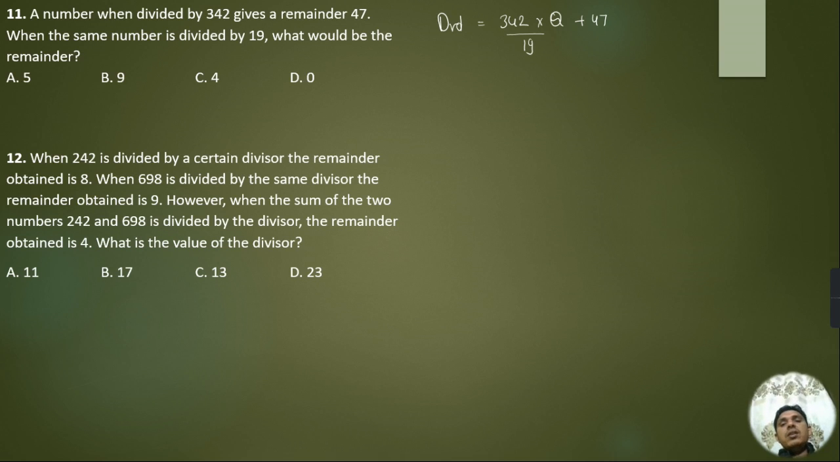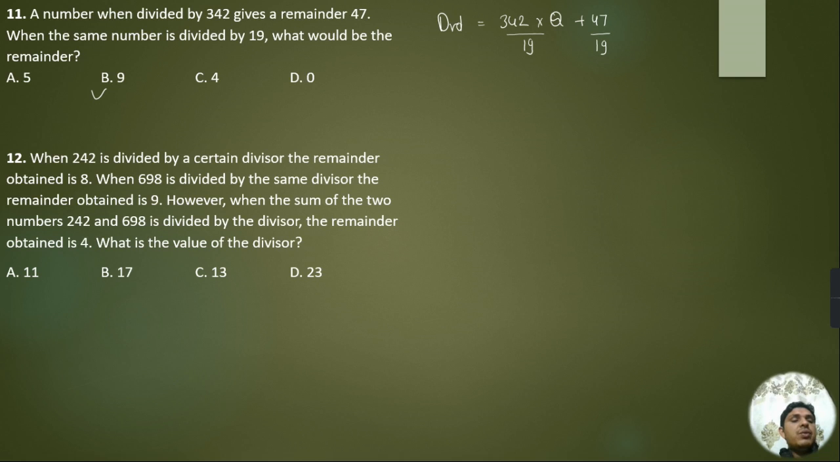So we can check when divided by 19 what will be the remainder. This part will be divisible by 19, right? And if we divide 47 by 19, so 19 times 2 is 38, and after 38 the remainder will be 9. So students, answer of this question will be 9.